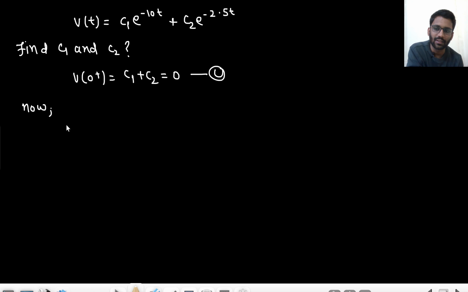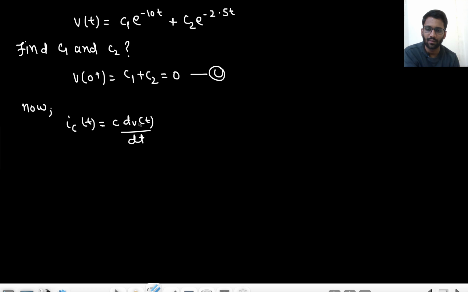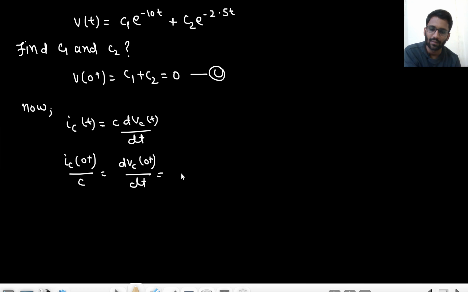So now I know one thing, IC(t) would be equal to C dVC(t) by dt. So basically IC(0 plus) by C would be equal to dVC(0 plus) by dt. What is the value of dVC(0 plus)? That is minus 10 C1 minus 2.5 C2.